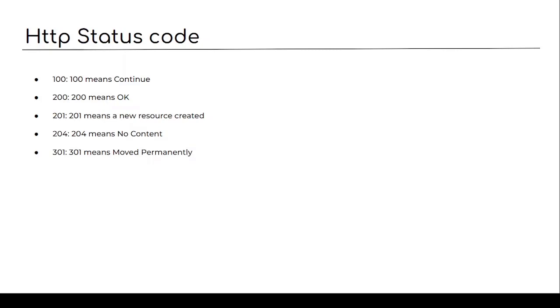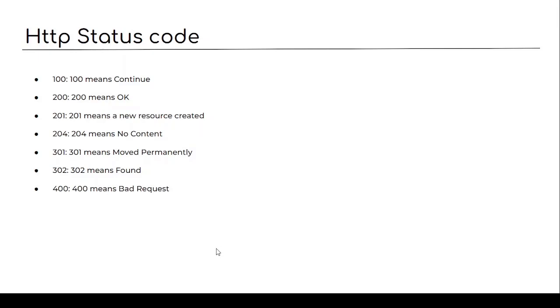The next one is 301. 301 means moved permanently. If you are getting 301 as a status code from the server, it means the resource you are looking for is moved permanently to the URL given by the location header. And the next one is 302, which means found. If you are getting 302 as a status code from the server, it means the resource you are looking for is moved temporarily to the URL given by the location header.